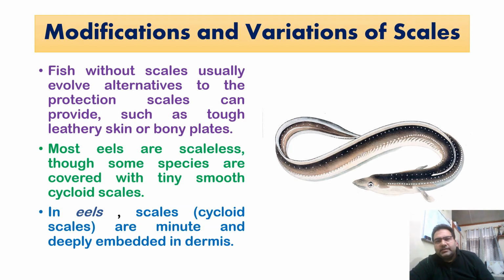Certain modifications and variations of the scales. That is, scales are variously modified and there are variations in the case of scales. So there are certain fishes which are without scales, and they have evolved certain other alternatives for protection, such as tough leathery skin or bony plates instead of the scales. So many eels are scaleless. Though some species are covered with tiny smooth cycloid scales, most of the eels are scaleless. And in the eels, the cycloid scales are minute and deeply embedded in the dermis.